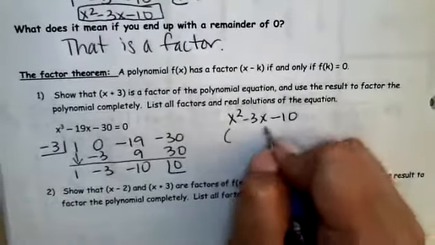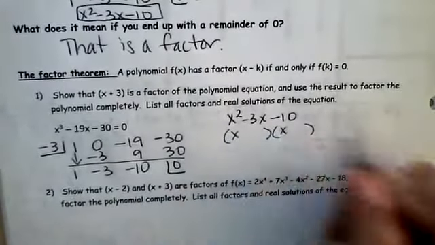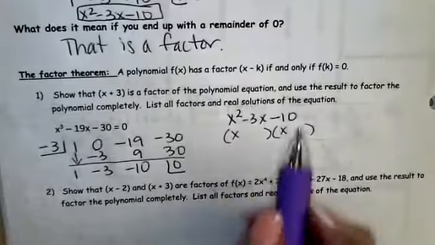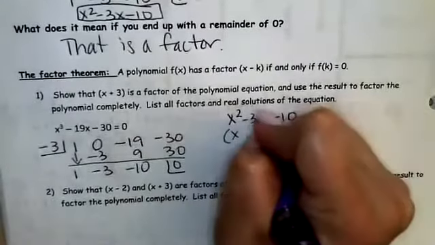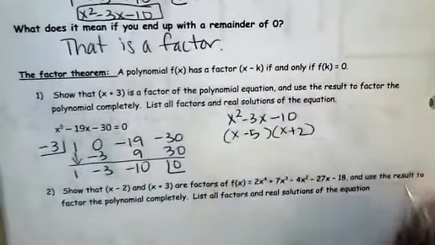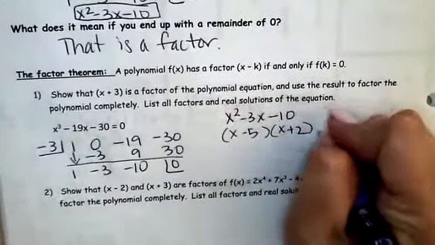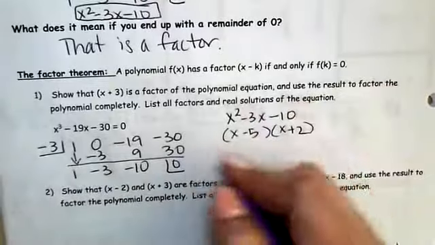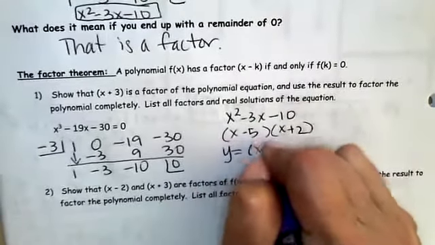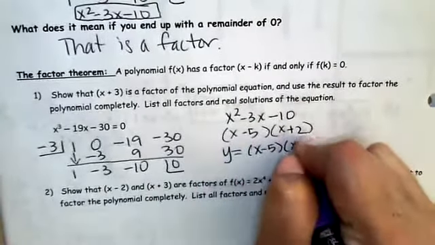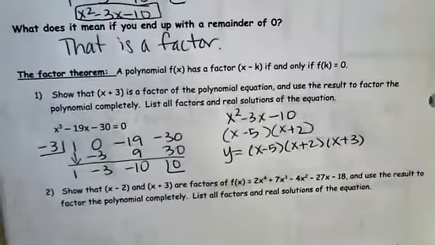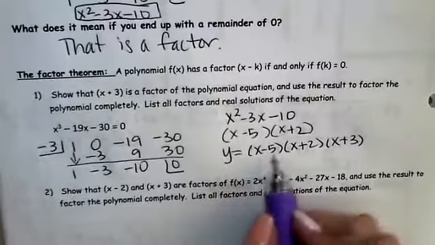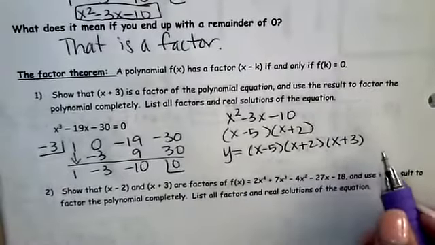It's a quadratic. And so x times x gives us x squared. And we're looking for what multiplies to be negative 10 and adds to be negative 3, which is negative 5 and 2. Now to write the full factored form, I would have x minus 5, x plus 2, and I would have the x plus 3. You don't want to forget the one they gave us. This would be the full factored form.